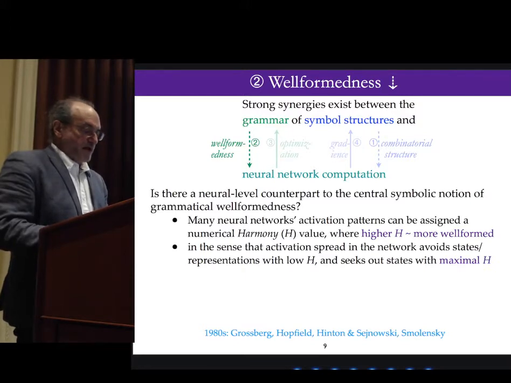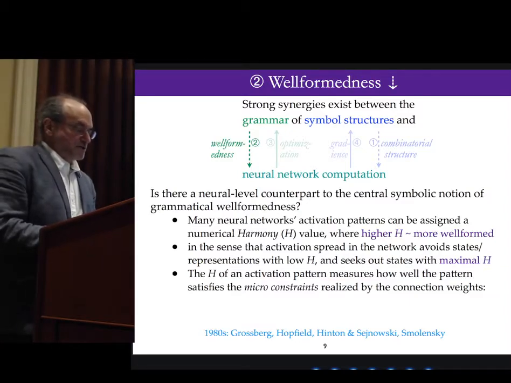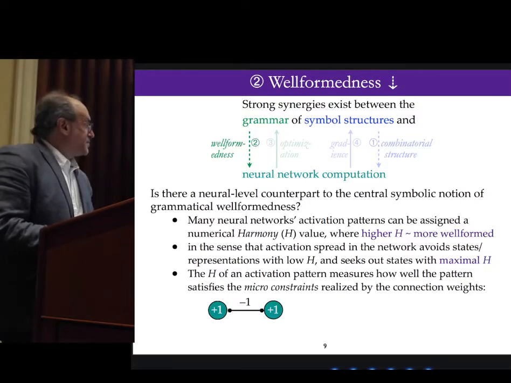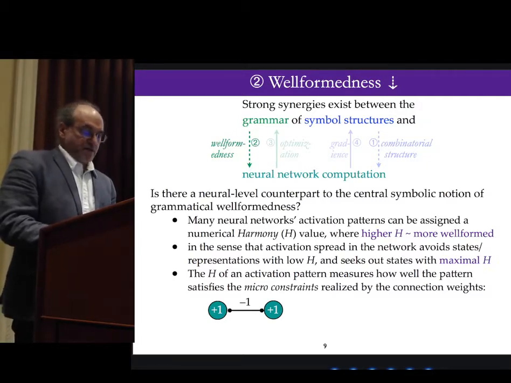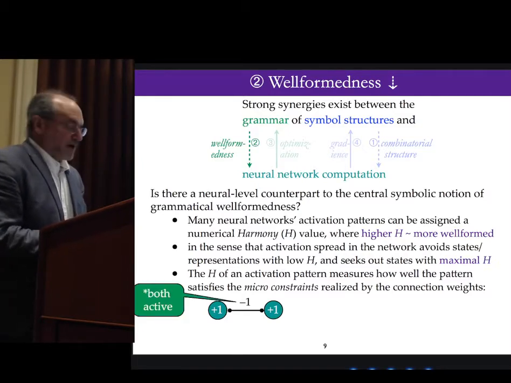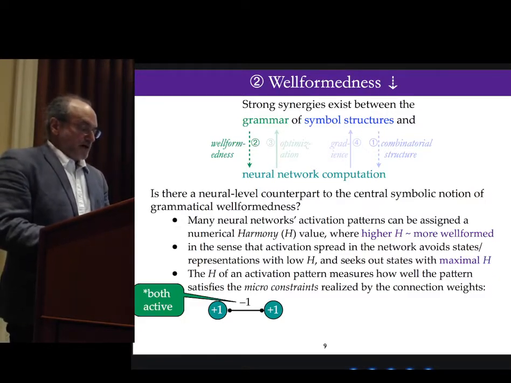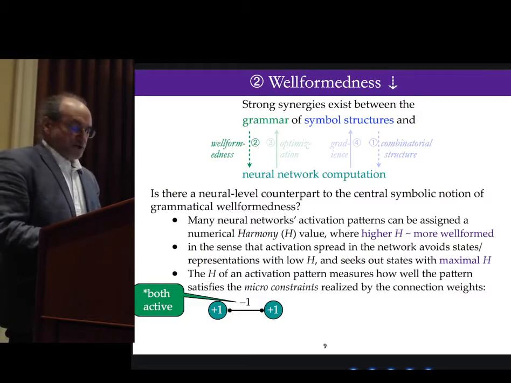The harmony of an activation pattern measures how well the pattern satisfies the micro-constraints that are realized by the connection weights. To see this, consider two units in a network that are connected with an inhibitory connection, a connection with negative weight, so that activation of one unit suppresses activation of the other. We can interpret this negative connection as realizing a micro-constraint, asserting that these two units should not be active simultaneously. The activation pattern shown with two active units violates the constraint, and the harmony contributed by this configuration is therefore negative.